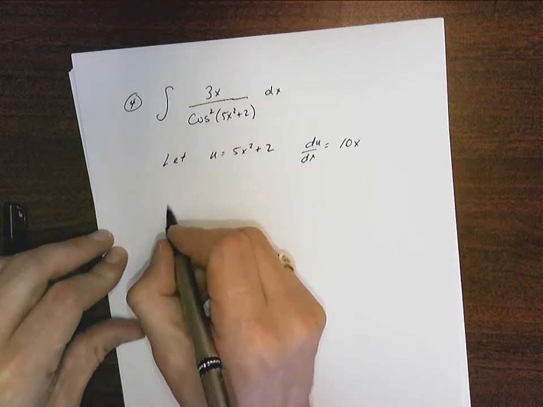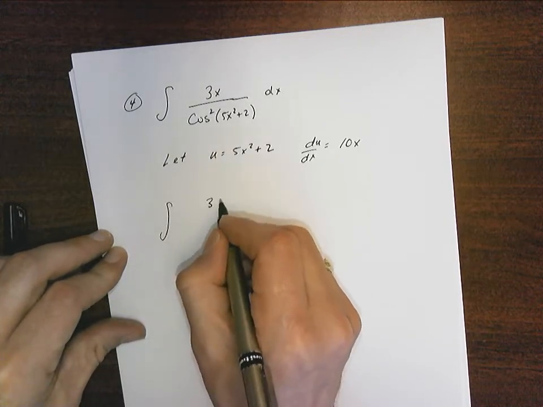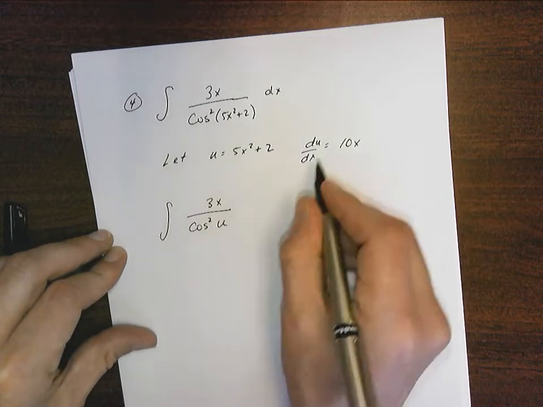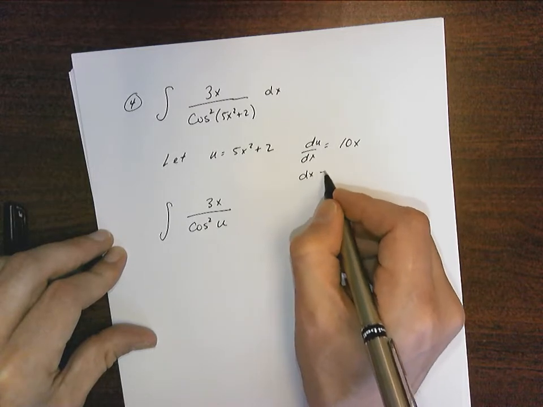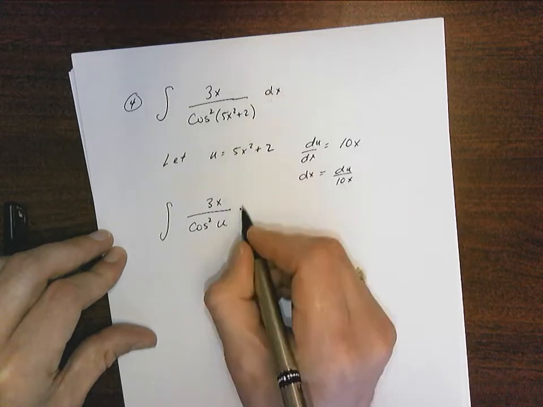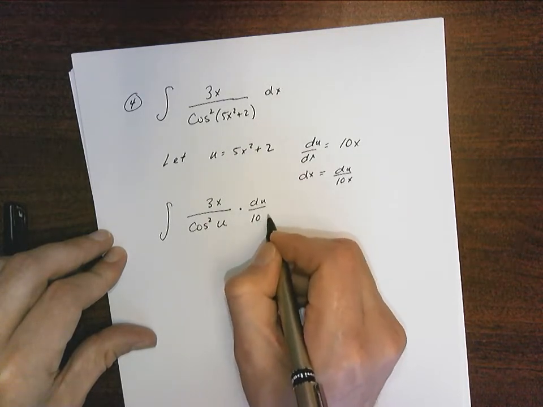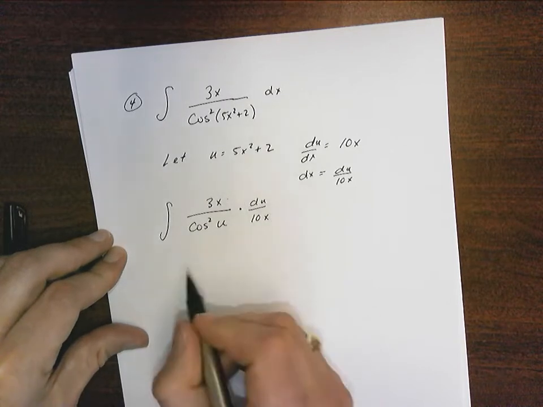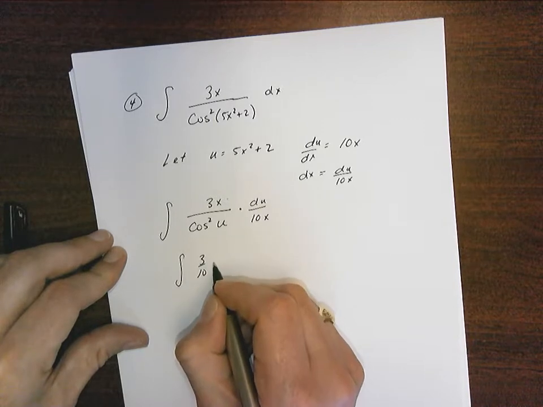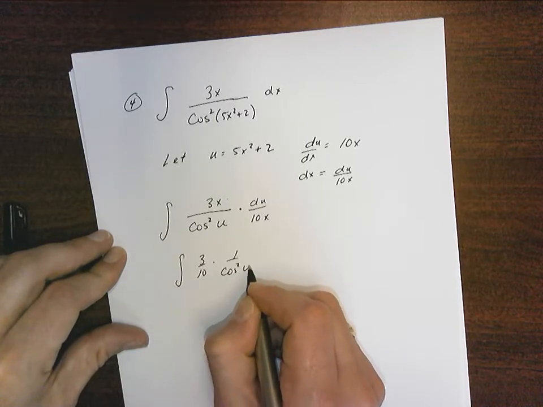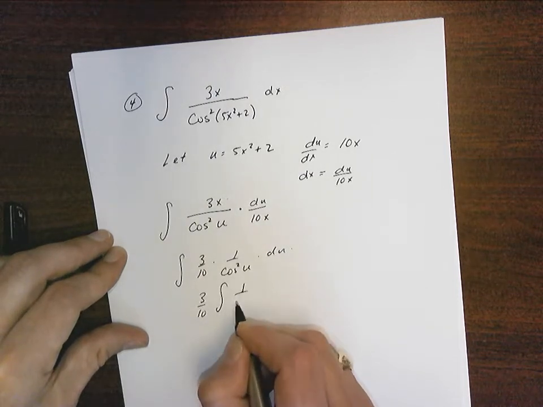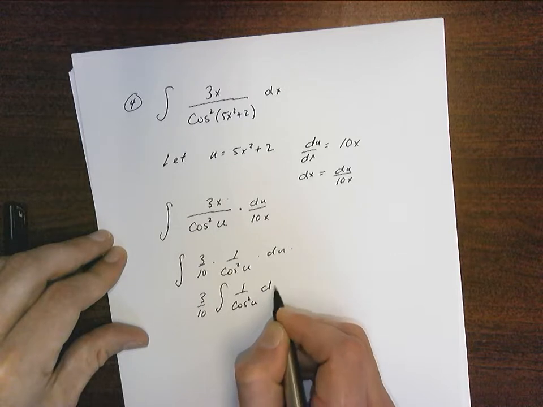So replacing what I've got, it's going to be 3x over cos squared u. And this one, I'm going to rearrange it. So dx equals du over 10x, which means that the dx will be du over 10x. The x's will reduce out, leaving me with the integral of 3 over 10, that's a constant, times 1 over cos squared u du. Take the constant out: 3 over 10, integral, 1 over cos squared u du.